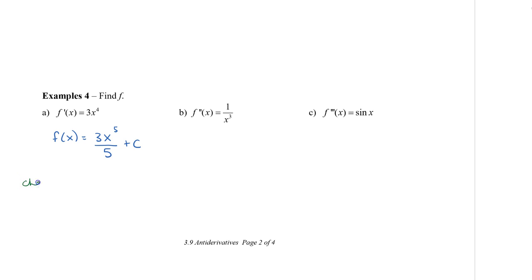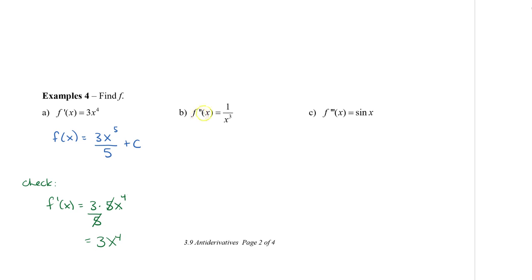Now remember, you can always do a check. So if I wanted to check, I can find that the derivative is equal to 3 times 5x to the power of 4. And I still have my 5 on the bottom, and then the derivative of c is 0. So the 5's would cross off, and I get 3x to the 4, which is what I have first.